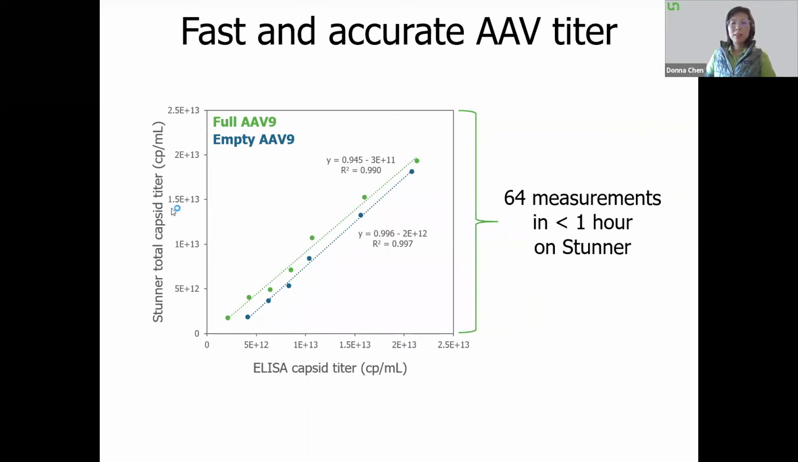You can see from the scatter plot that the 2 formats of the AAV capsid run comparable titer data between Stunner and ELISA, because the slope of the scatter plots on the 2 sample types is close to 1 with a high R-squared value. And what's nice about using Stunner instead of ELISA is that you can finish all 64 measurements in 45 minutes. It saves you much time compared to a 3 hour ELISA titer.